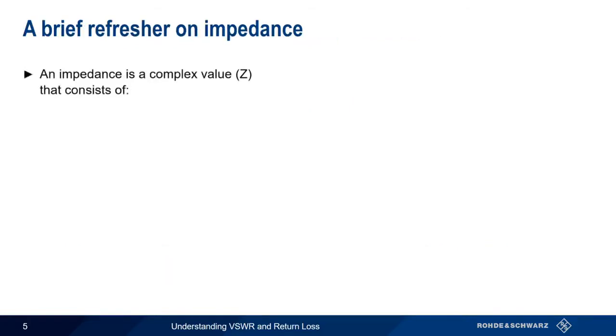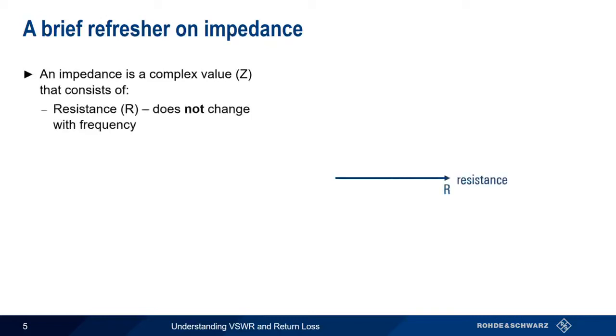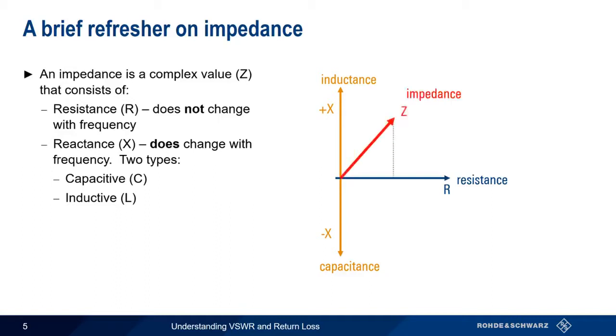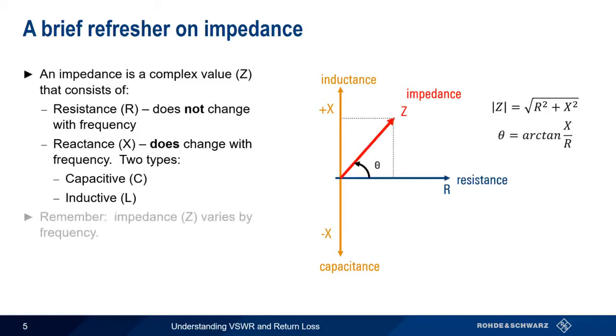Remember that an impedance Z is a complex value that consists of two parts, a resistance R, which does not change with frequency, and a reactance X, which does change with frequency. Reactance can be further divided into capacitive and inductive reactance, which are, not surprisingly, usually created by capacitors and inductors. Our complex impedance has both a magnitude and a direction. It's very important to remember that because of reactance, total impedance varies by frequency.